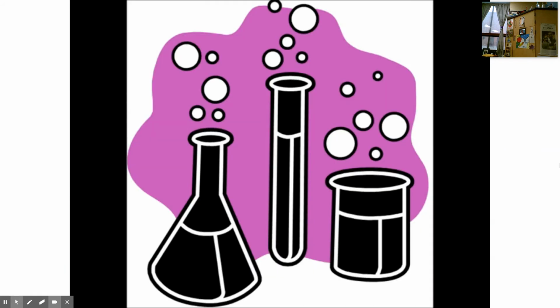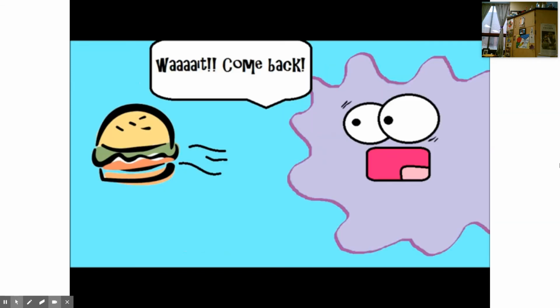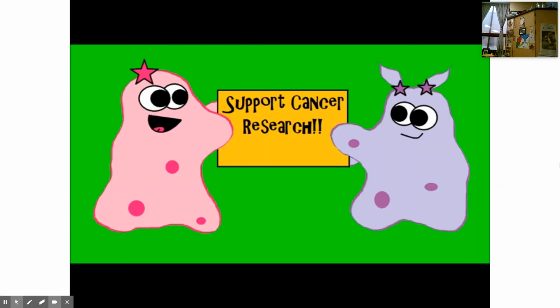There's some medications that are being researched that maybe could stop the growth hormone from cancer cells. And in a sense, that would be great because the cancer cells would not be able to get the nutrients to grow out of control anymore. Of course, you have to make sure that the medication is targeting just the cancer cells and that you're not affecting the growth hormone of nearby healthy cells. You wouldn't want that. So it's kind of a tricky situation.